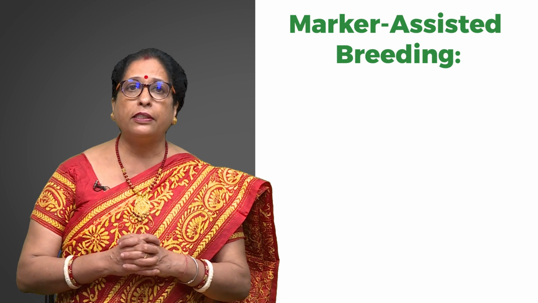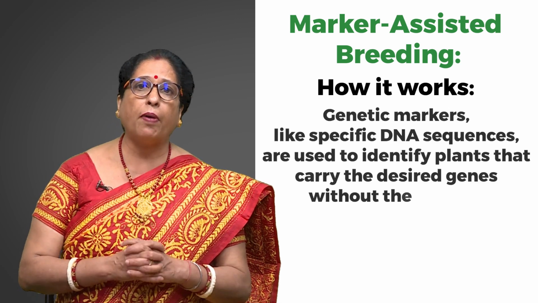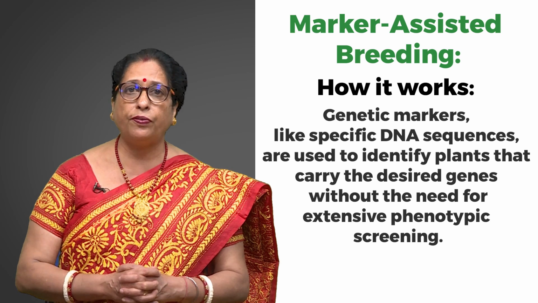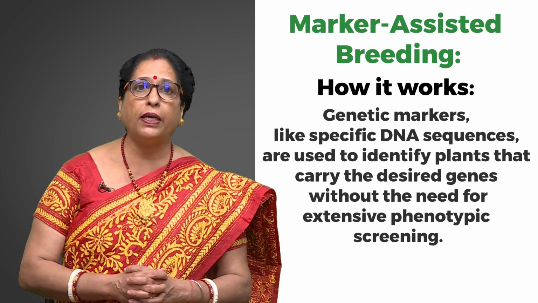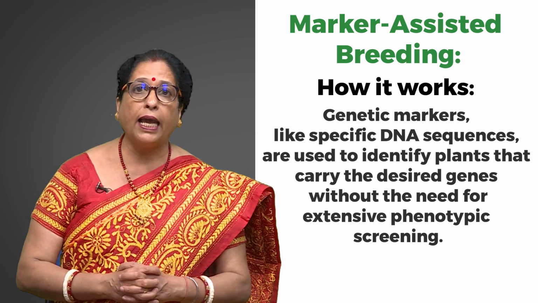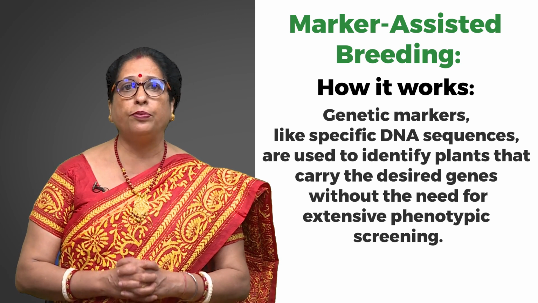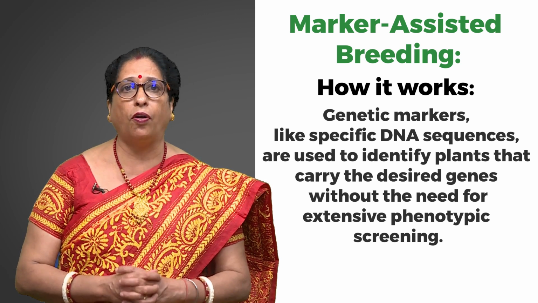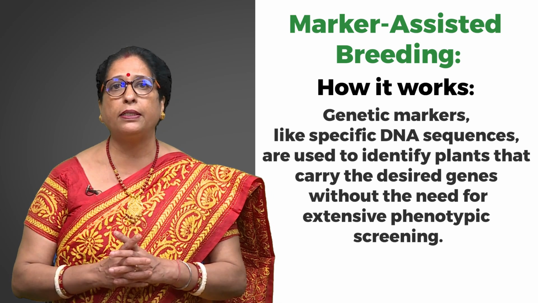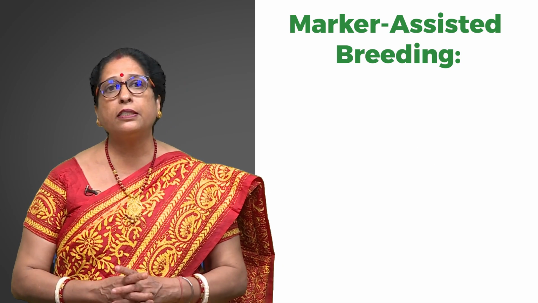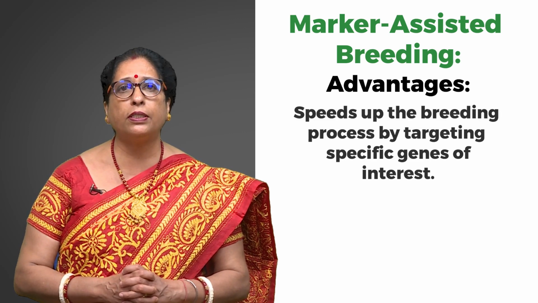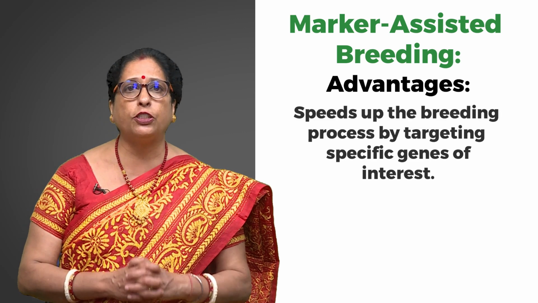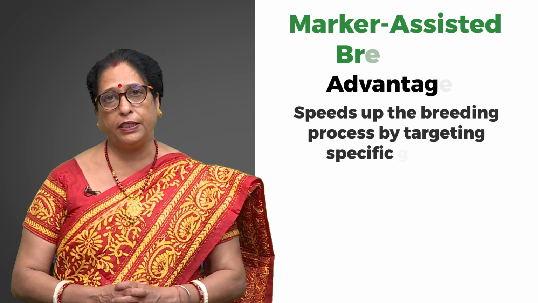Okay? Its working is, genetic markers like specific DNA sequences are used to identify plants that carry the desired genes without the need for extensive phenotypic screening. So, its advantage is, it speeds up the breeding process by targeting specific genes of interest.